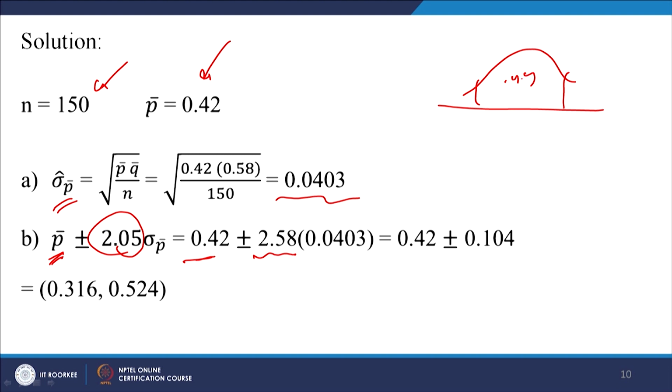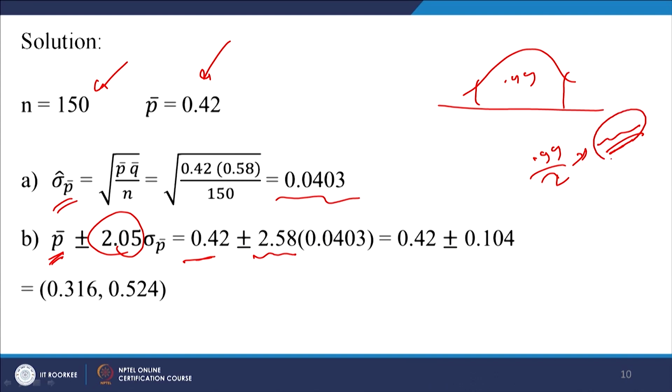0.99, is not it? 50% of this would be, you just divide it by 2, right. So, that value would be whatever is that value over here. So, that probability would be at Z value of 2.05.